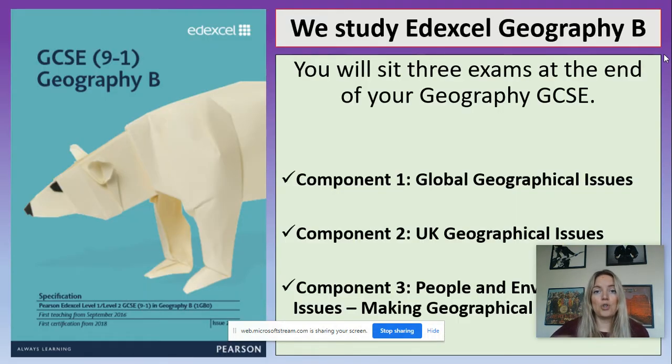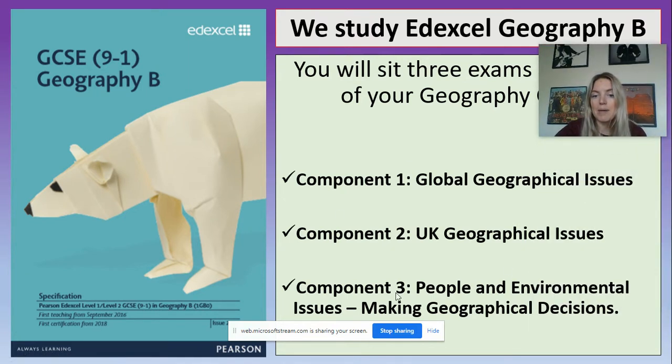So we study Edexcel Geography B. You will be able to find a lot of information about this on the internet. And at the end of the 2 years, you sit 3 exams. So we've got component 1, which is all about global issues. We have component 2, which is all about issues in the UK. And then we have component 3, which is a decision-making paper. It's called People and Environmental Issues, and it's basically a decision-making paper.